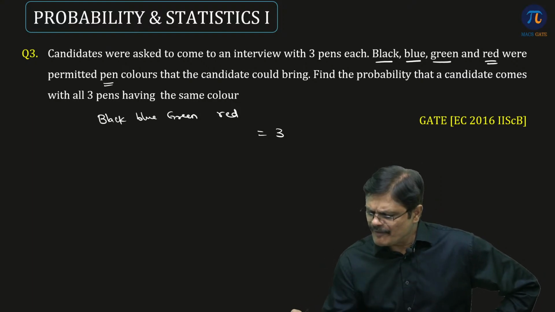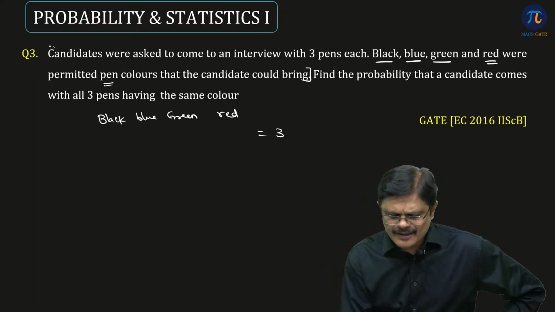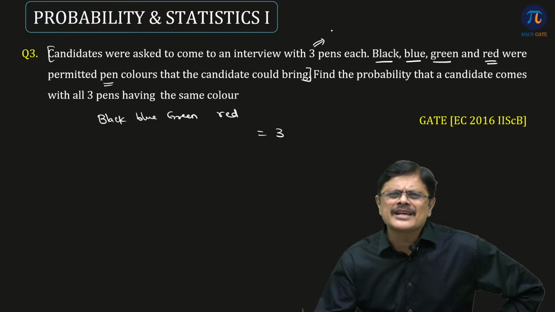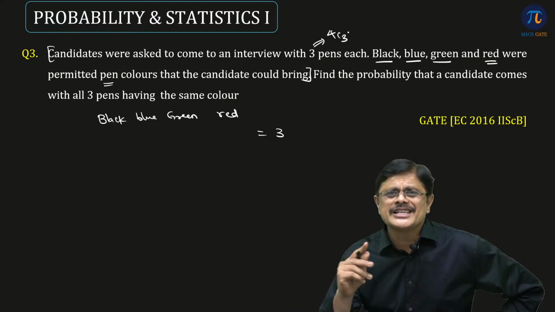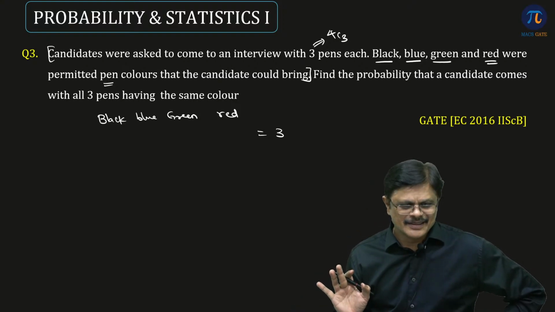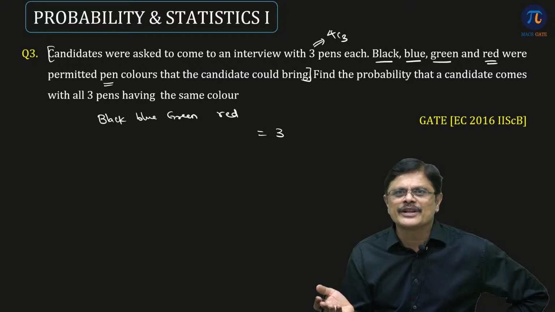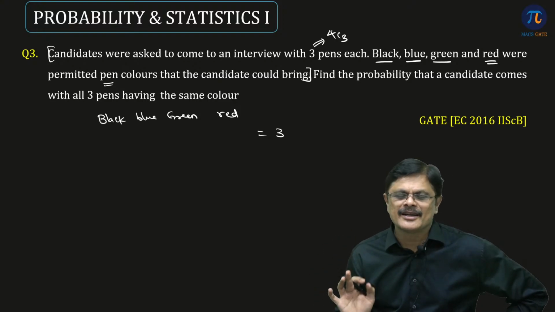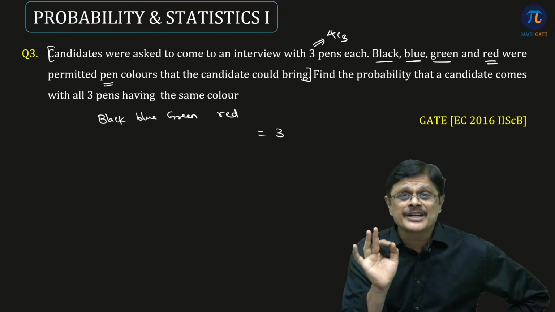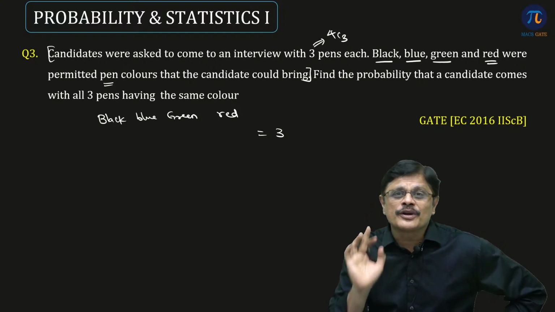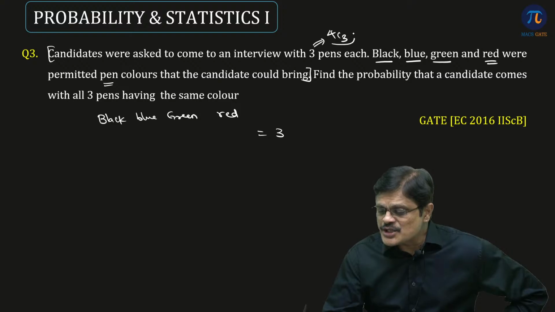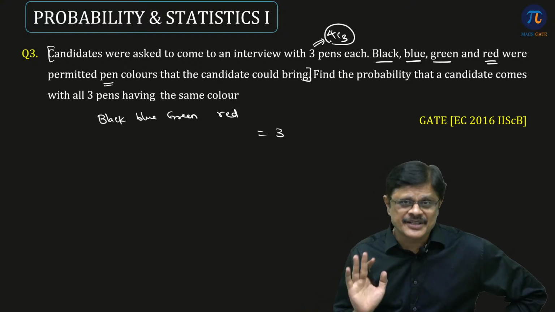Now, generally, when you need to select 3 pens from 4 types, what people feel is that this can be done in 4C3 ways. They feel there are 4C3 possibilities. But please read the question carefully, then you will understand whether it is with repetitions or without repetitions. 4C3 is the situation when it is without repetition.